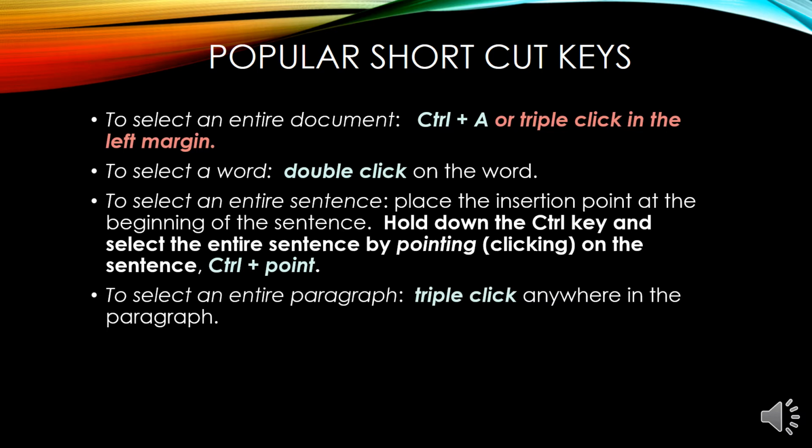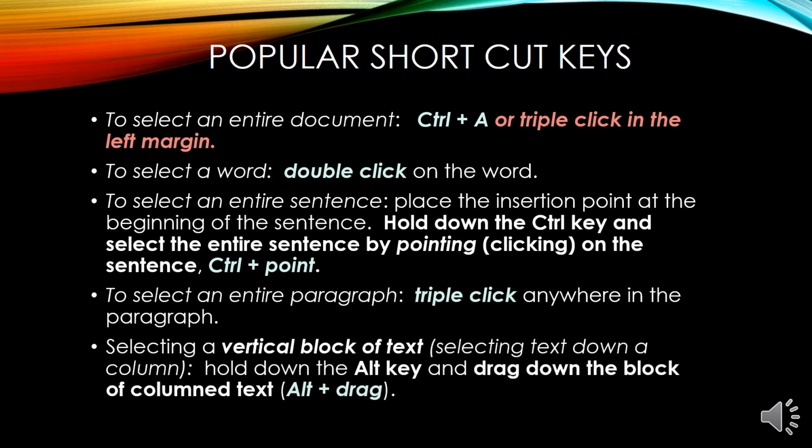To select an entire paragraph, triple-click anywhere in the paragraph. Selecting a vertical block of text, you learned this in Chapter 1. You will hold down the Alt key and drag with the mouse down the column text.